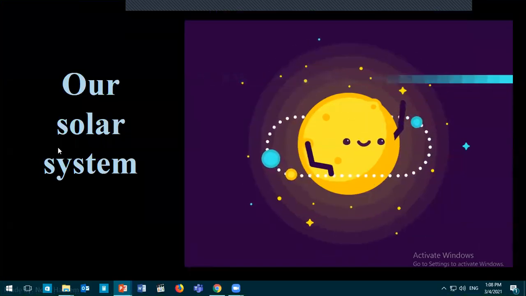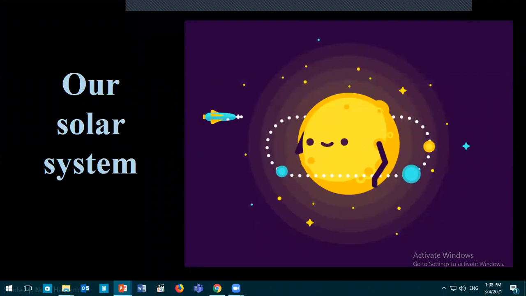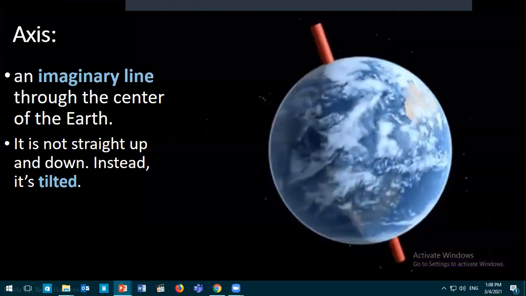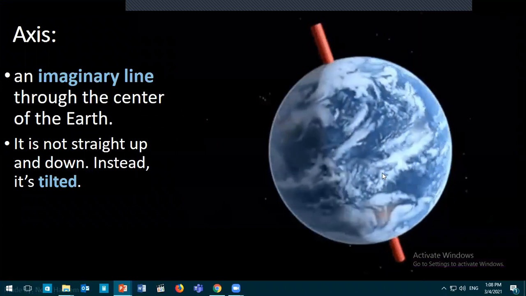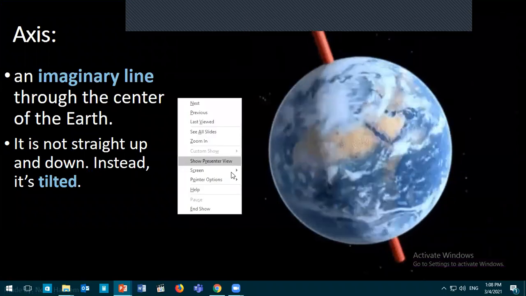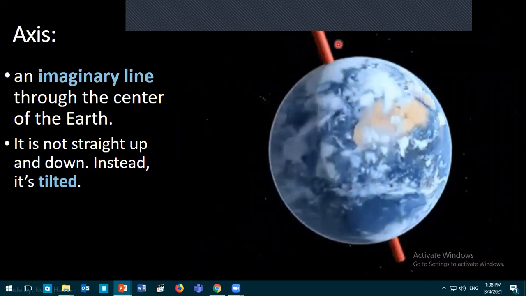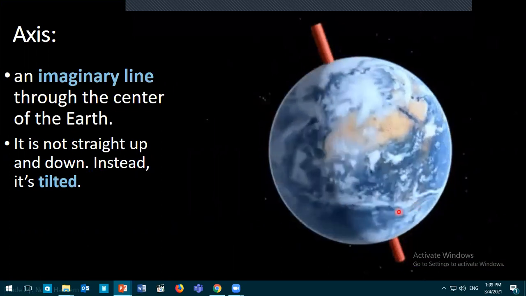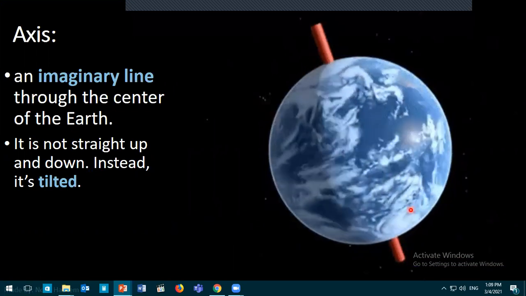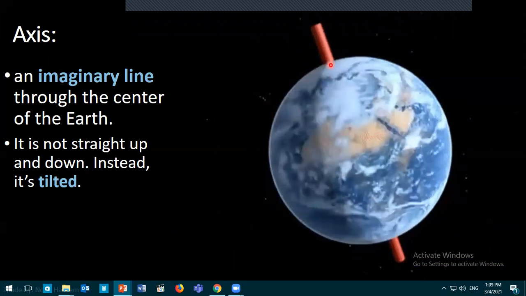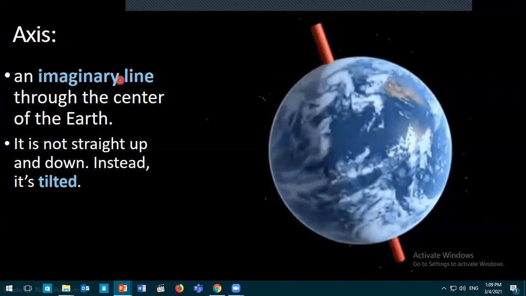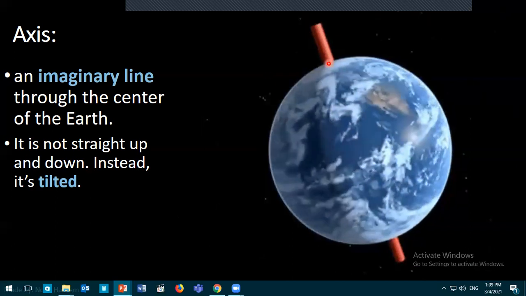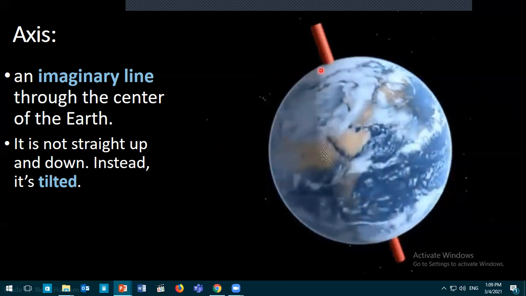So as we said, we are studying about the solar system, and this is chapter 10, lesson 1. Okay, so first we talked about the axis, which is this imaginary line going through the center of the Earth, from the North Pole to the South Pole, as you can see. This line is not real. Again, it's an imaginary line. And obviously it's not standing up straight, is it? It's a little bit tilted.